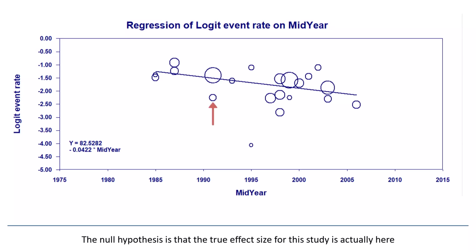The null hypothesis is that the true effect size for this study is actually here. The observed effect size is here only because of sampling error. Similarly, the true effect size for this study is actually here, and the observed effect size is here only because of sampling error. And so on for all the other studies.